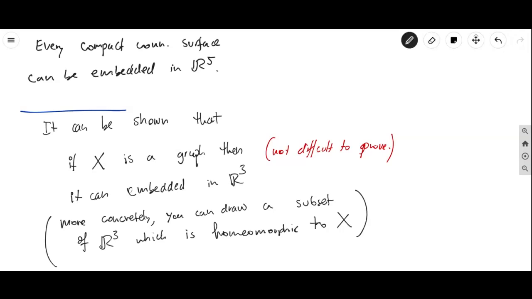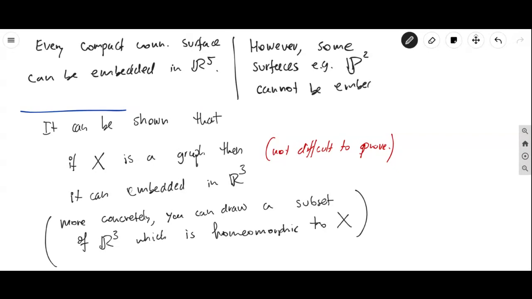Some surfaces, however, for example P2, cannot be embedded in R3. This is actually more interesting. So this means that it's not possible to draw a Euclidean visualization of the projective plane. So you can only describe it as an abstract space.